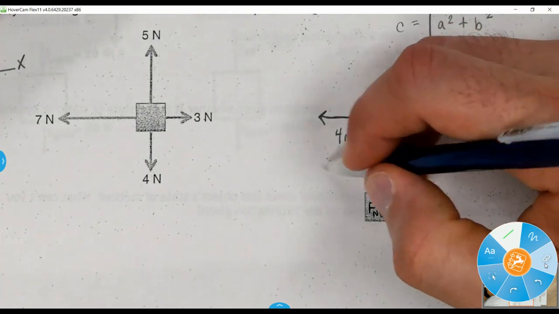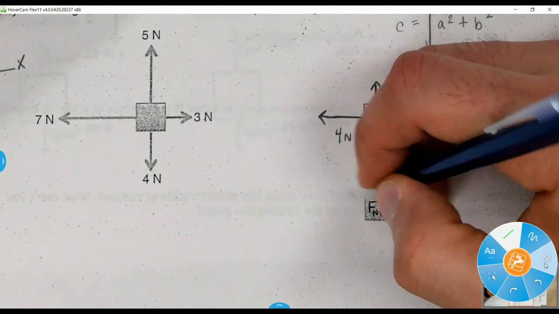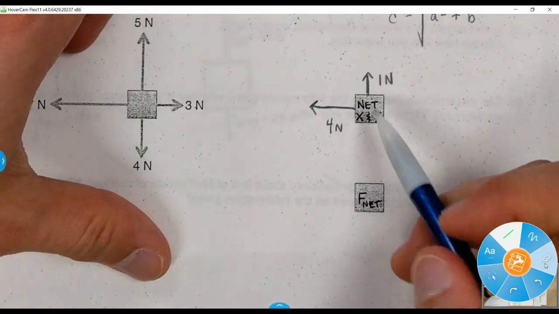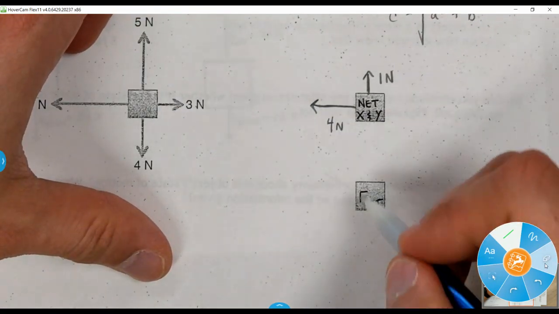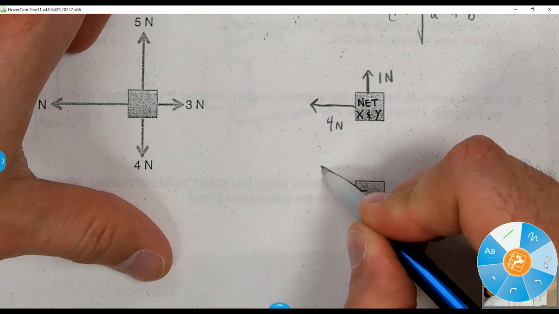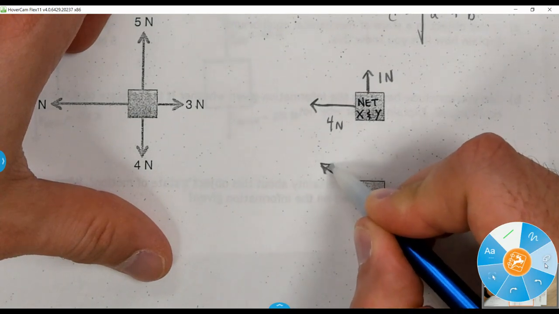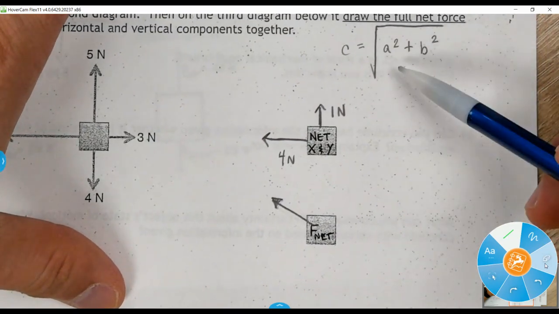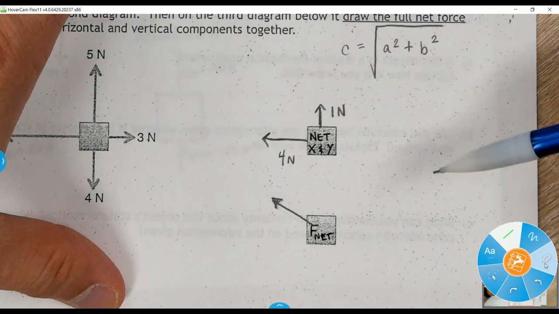North and west. So our net force is going to be somewhere to the northwest. A slant in this direction, but closer towards the 4 because that's the bigger number. So it's going to be somewhere in this direction. Now we have to figure out what that number is, and we do so by using this equation.